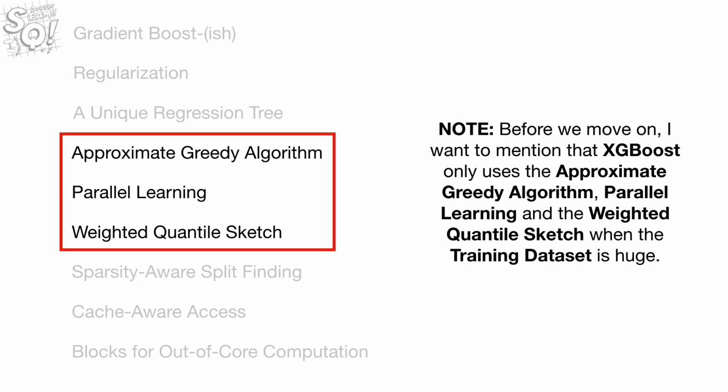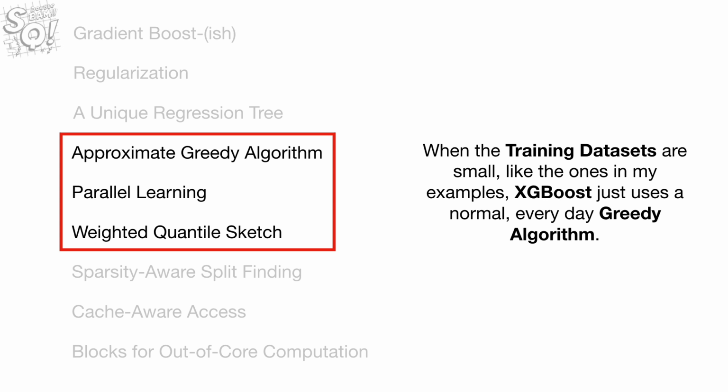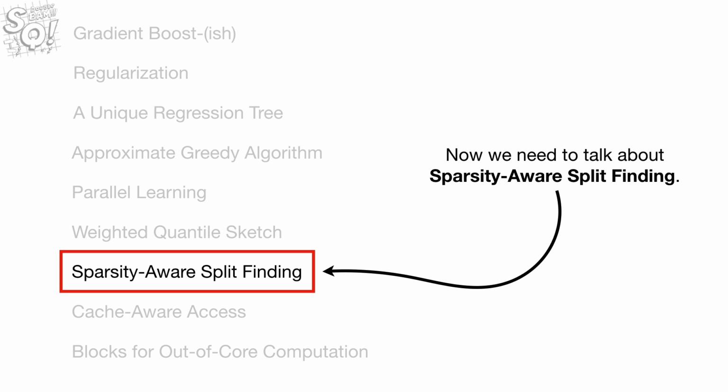Note: before we move on, I want to mention that XGBoost only uses the approximate greedy algorithm, parallel learning, and the weighted quantile sketch when the training dataset is huge. When the training datasets are small, like the ones in my examples, XGBoost just uses a normal, everyday greedy algorithm. Bam! Now let's talk about Sparsity-Aware Split Finding.